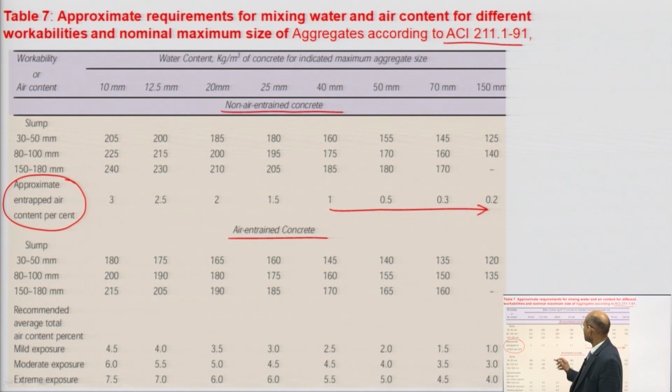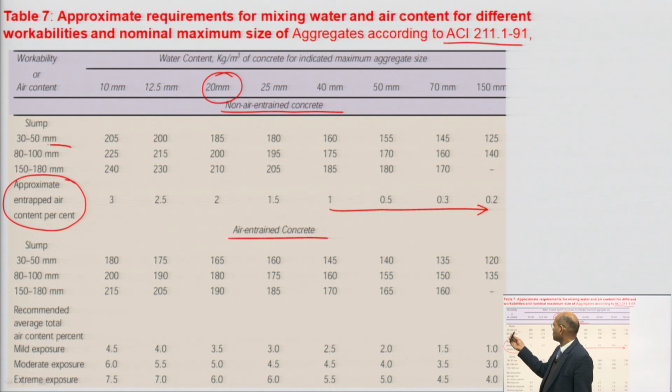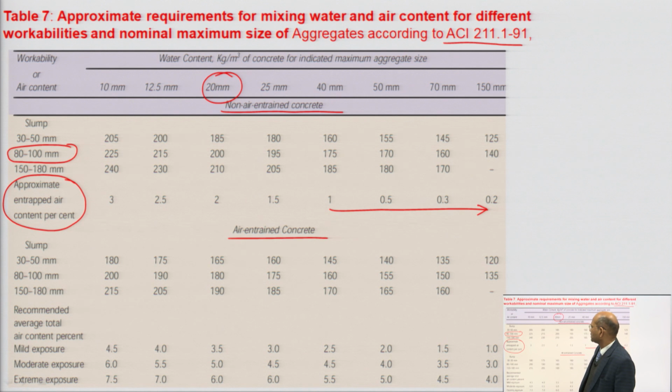Let us say I am going to design a concrete with a maximum size of aggregate of 20 mm. Suppose the slump value for the workability requirement of our given job is between 80 to 100 mm. How much should the water content be? You have to take the water content of 200 kg per meter cube. These are the specifications that have been given.